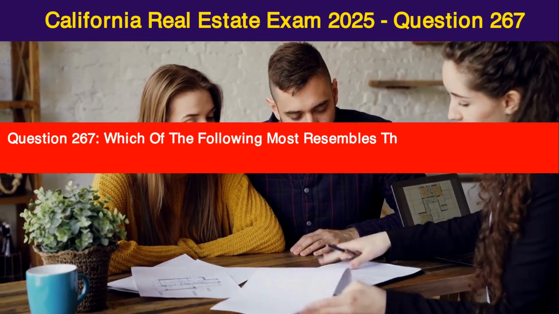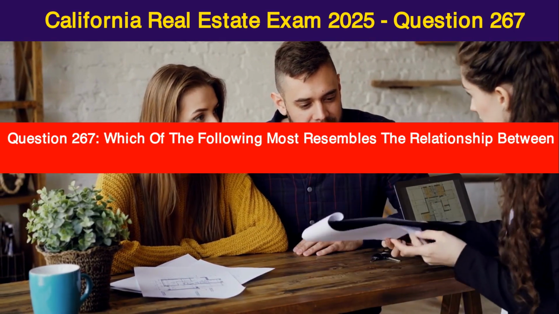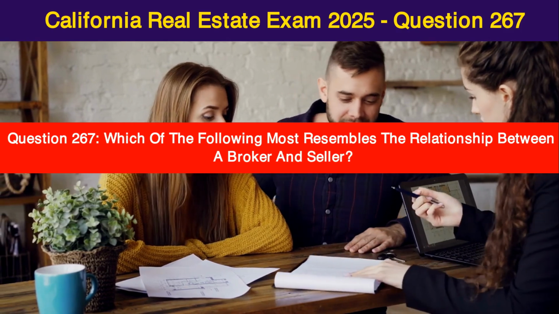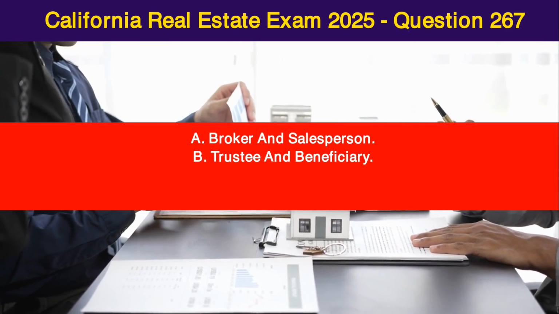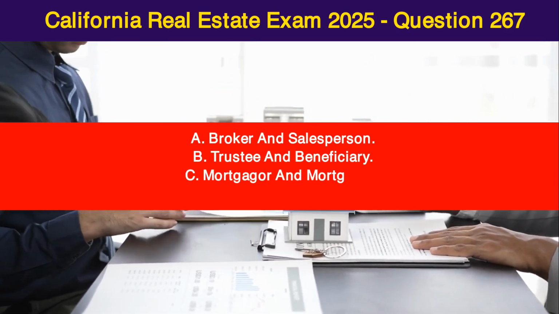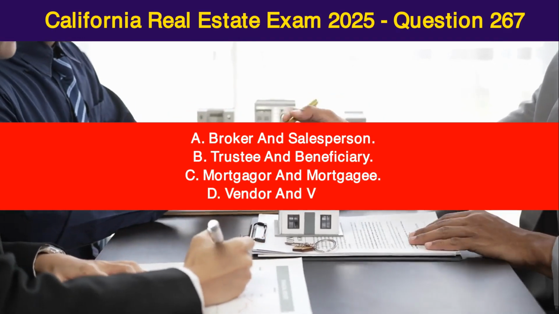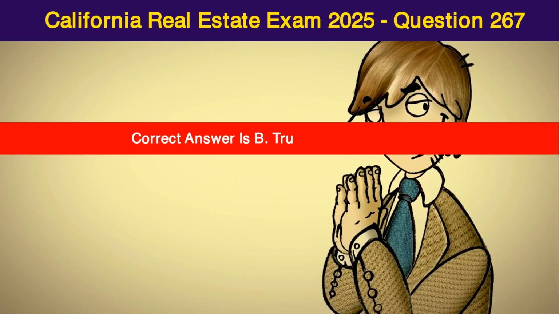Question 267. Which of the following most resembles the relationship between a broker and seller? A. Broker and salesperson. B. Trustee and beneficiary. C. Mortgager and mortgagee. D. Vendor and vendee. Correct answer is B.